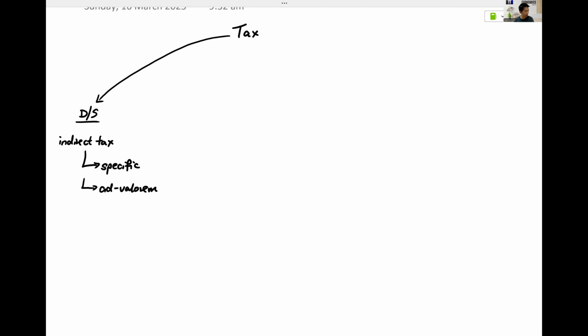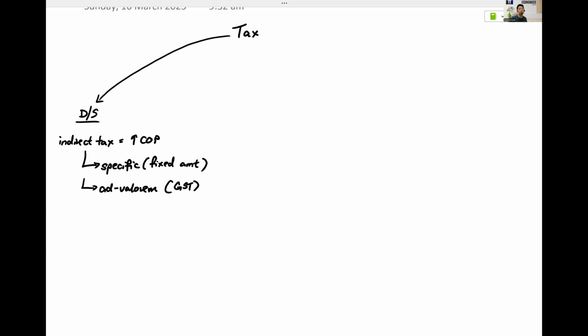Can someone tell me an example of an ad valorem tax? What is an ad valorem tax? It's a percentage of the sale price, right? So when you talk about ad valorem, usually we are looking at GST, right? But a specific tax is a fixed amount. So one thing is clear, they increase your COP.